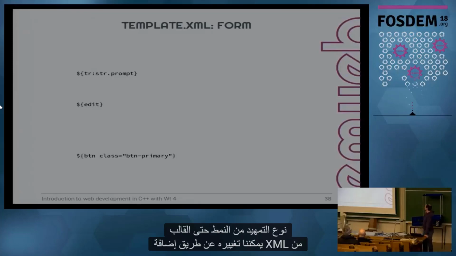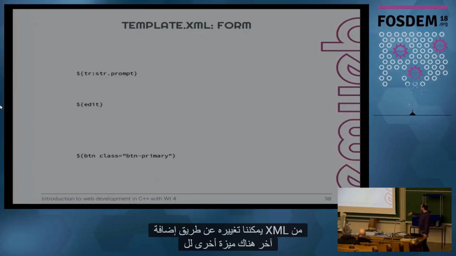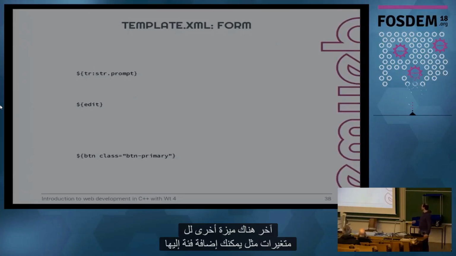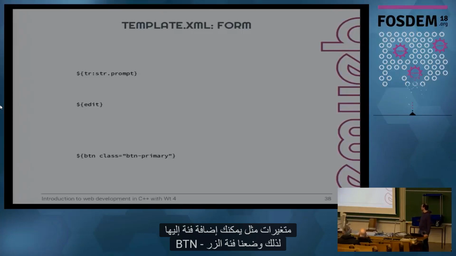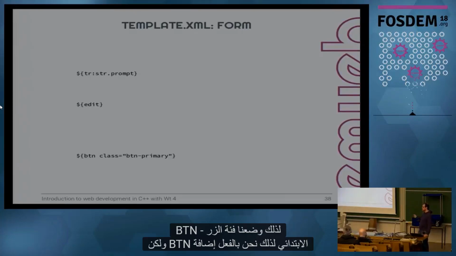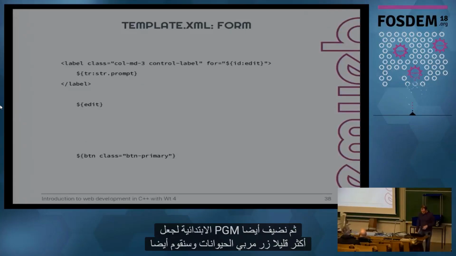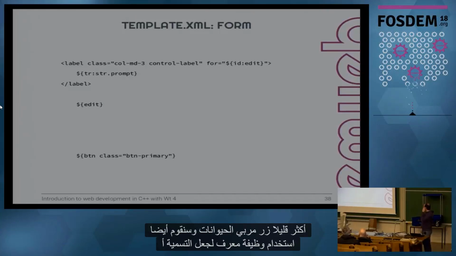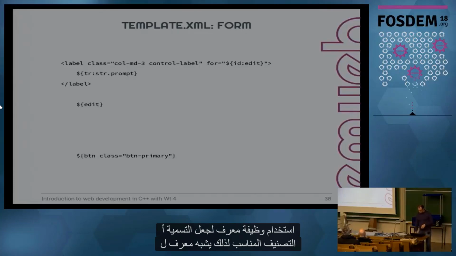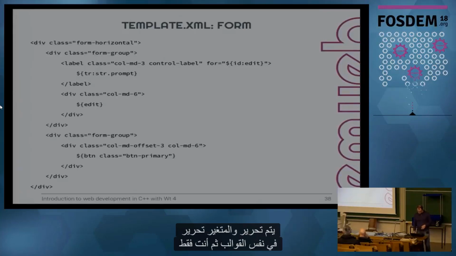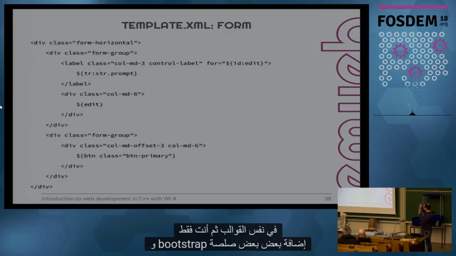So the template.xml, we can change it by adding another feature of variables, like you can add a class to it. So we set the class of the button to btn primary. So Witty already adds btn, but then we also add btn primary to make it a bit fancier button. And we'll also use the ID function to make the label a proper label. So it's like an ID for the edits, and the edit variable is defined in the same template. And then you just add some Bootstrap sauce.